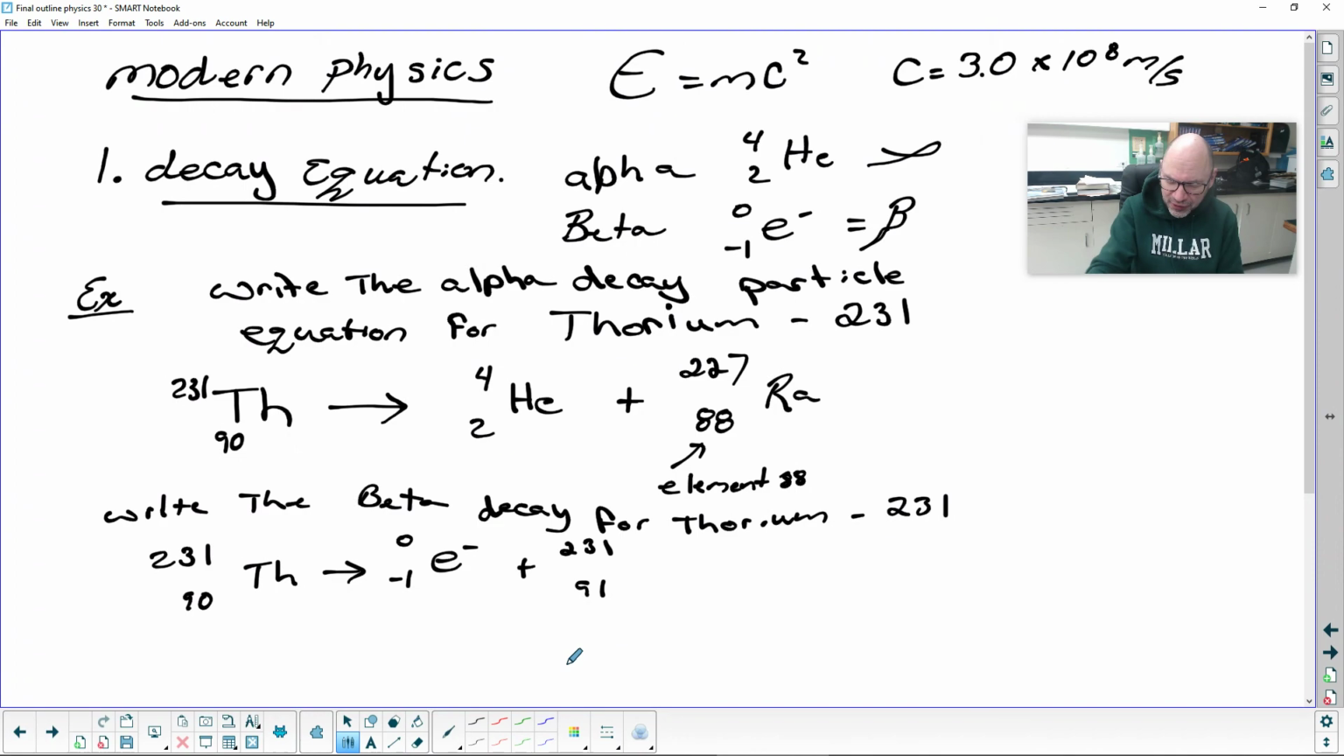So let's take a look. 91 here on our periodic table. Down here, it's protactinium. Ooh. Protactinium, or Pa. Probably none of us have ever seen it, including me. Okay, it's right before uranium. All right, so that is the first one from the modern physics selection.